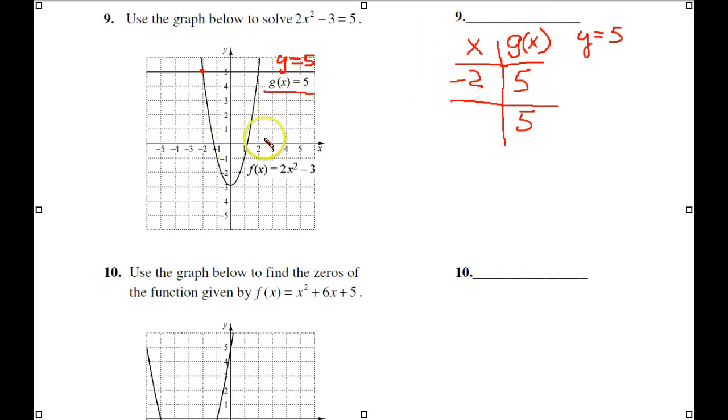And over here, it's going to be a +2. So the solution says we're using this graph, which is this parabola, but they want us to find when g of x, which is y, equals 5. So there's our 5s, and we want to find our x values. So the answer to number 9 is -2 and 2.